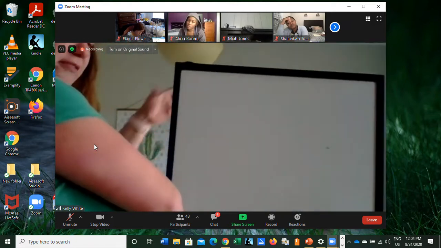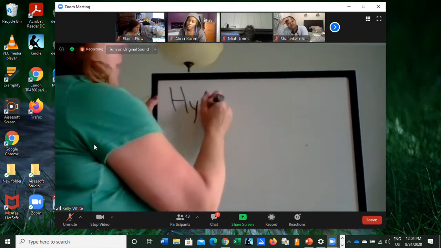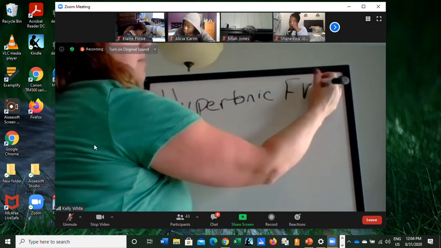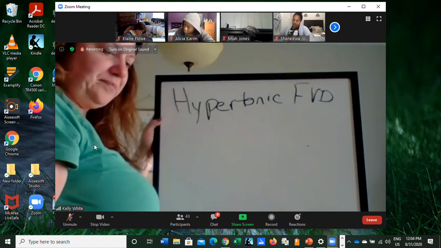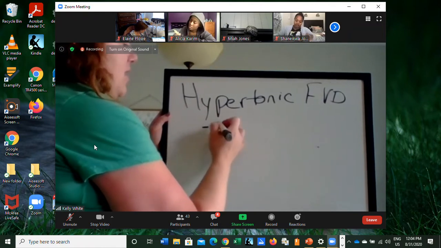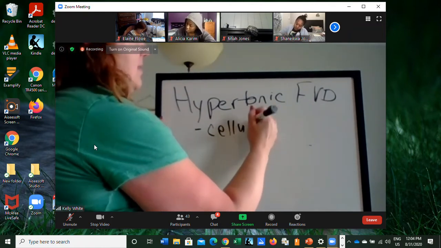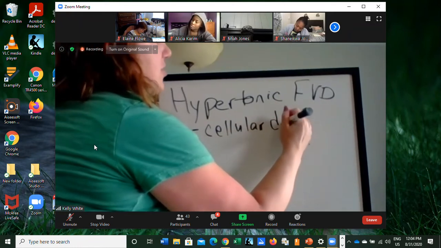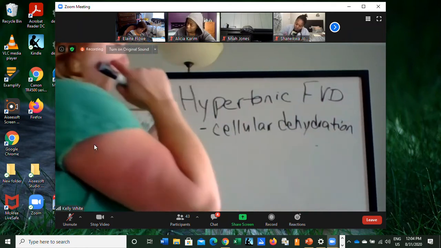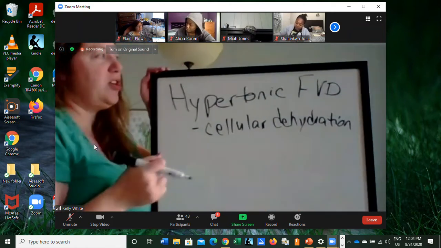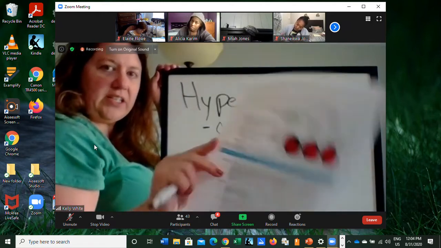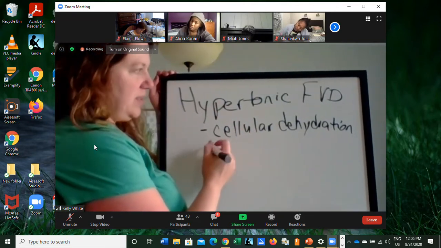So then we have hypertonic fluid volume deficit. Okay. This is also called cellular dehydration. So when you have hypertonic fluid volume deficit, your cell is looking all shriveled up, like in your little picture here. You've got shriveled up little cells.